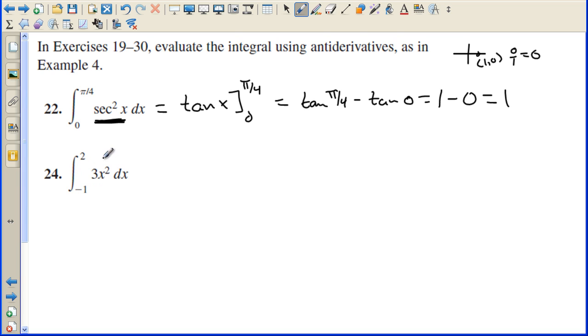On 24, we got to think about what did we take the derivative of to get 3x squared. Well, when we take the derivative, we minus 1 from the power, so now we're going to add 1 to the power. And if I take the derivative of this, it ends up being 3x squared. So you take the derivative of x to the third to get 3x squared. We're going to evaluate that from negative 1 to 2, which is 8 minus negative 1. 2 to the third is 8. Negative 1 to the third is negative 1. So the value is actually 9.